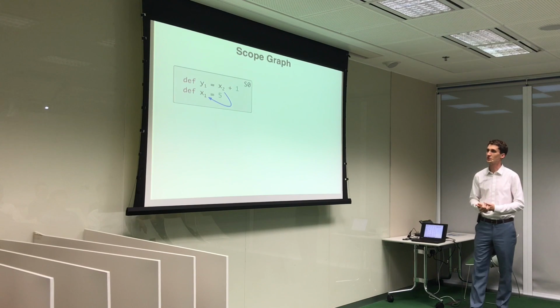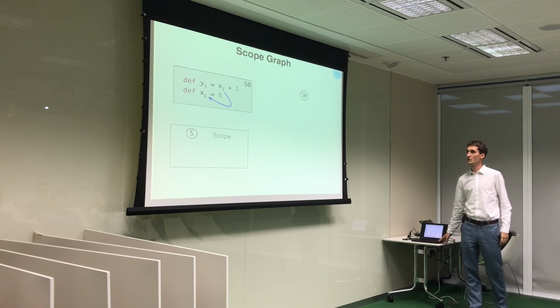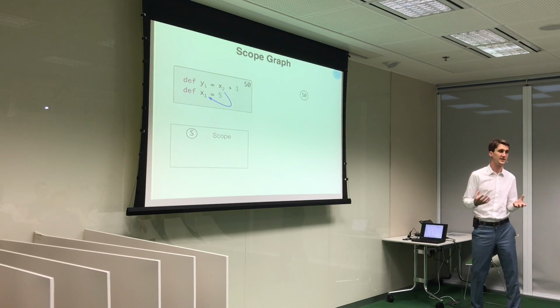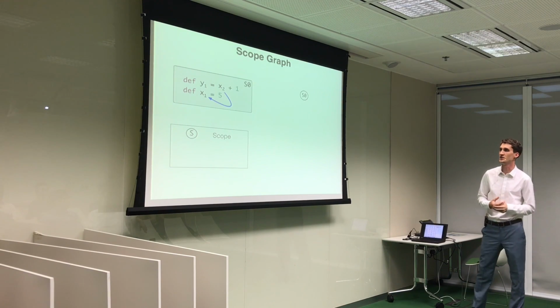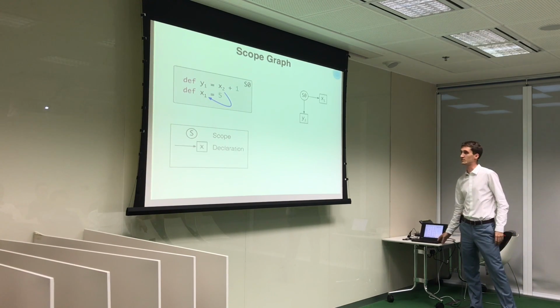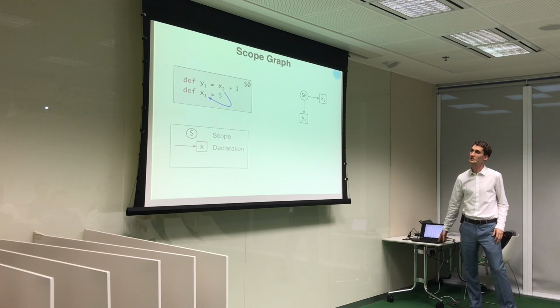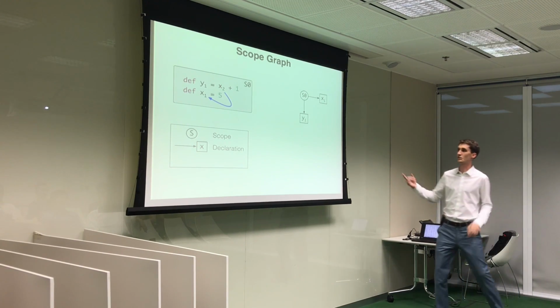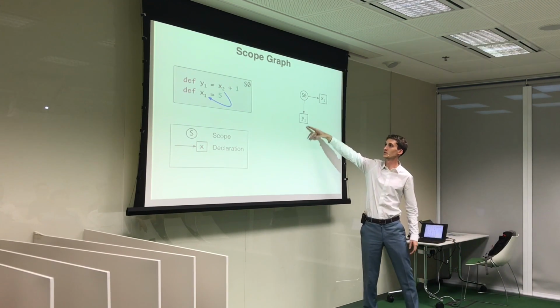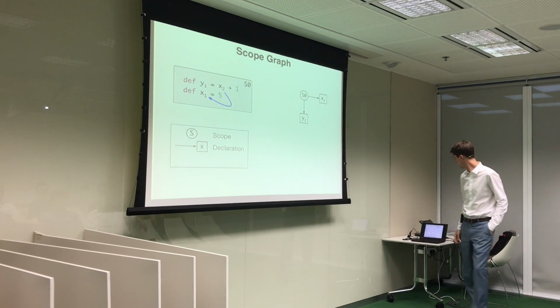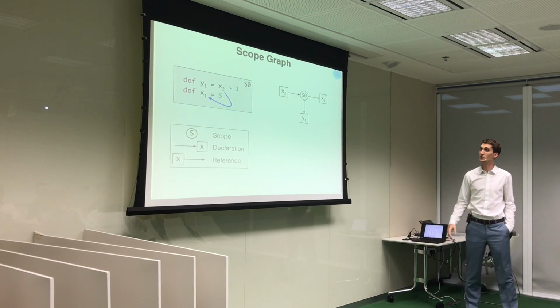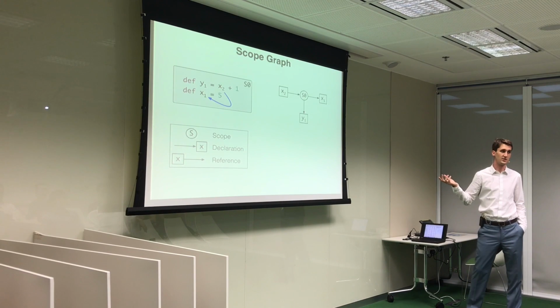But how do we represent that? Well, in a scope graph, we just have one scope that englobes these two definitions of the program, and we say that there is a definition x1, so it's an arrow pointing to that one, and there's a definition y1. And then we have a reference also in that scope.